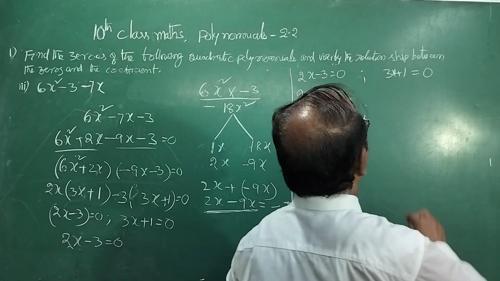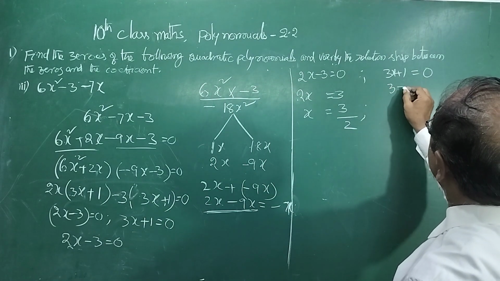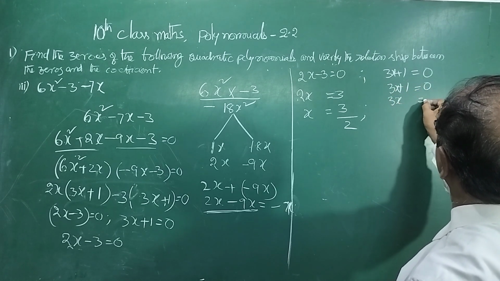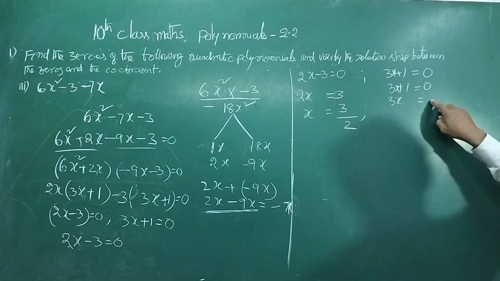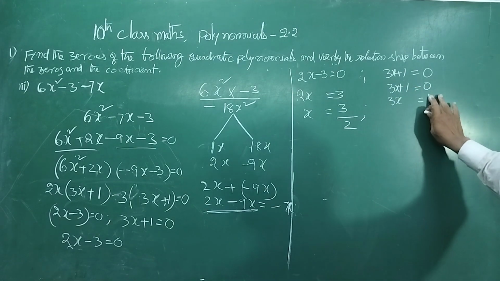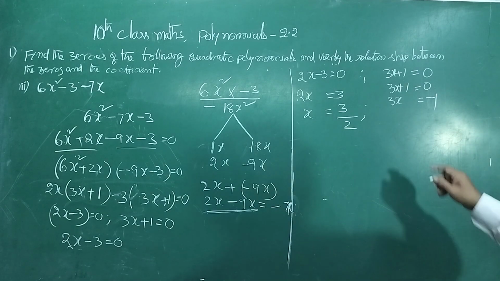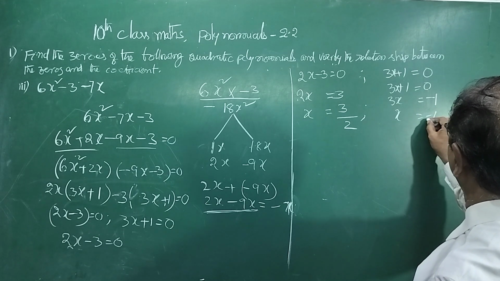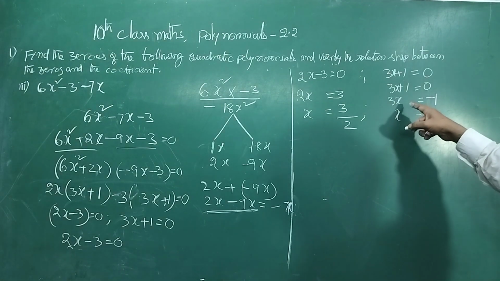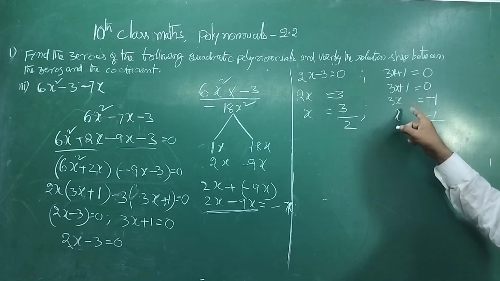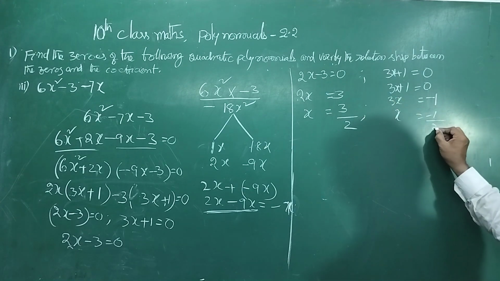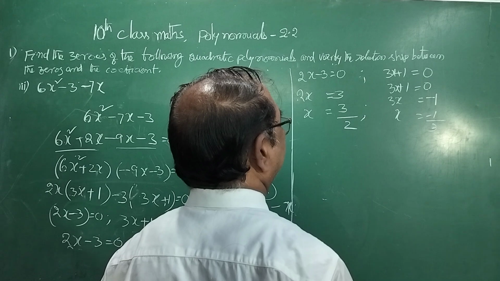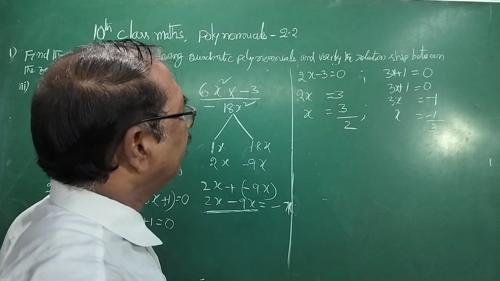Here 3x plus 1 is equal to 0. 3x is equal to plus 1, which becomes minus 1 when it comes to the other side of the equals sign. So 3x is equal to minus 1. x is equal to minus 1 by 3, because 3 into x is multiplication, and when it comes to the other side it becomes division by 3. x is equal to minus 1 by 3.